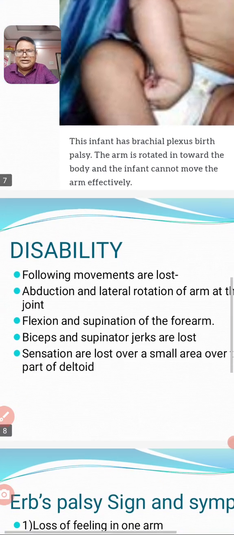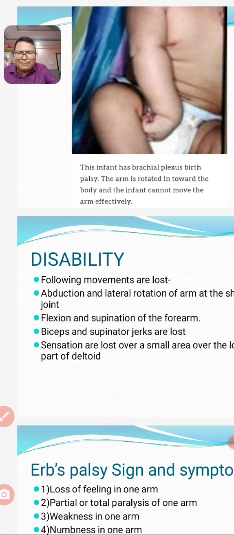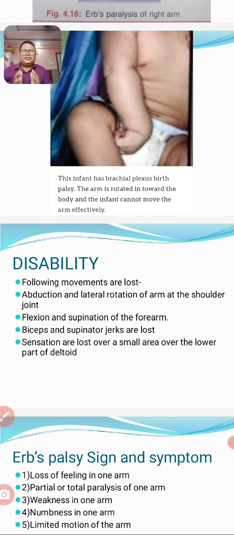Now, what are the disabilities during Erb's paralysis? The following movements are lost. What are the movements lost? Abduction and lateral rotation of the arm at the shoulder joint are lost. It means there will be adduction and medial rotation of the arm. And flexion and supination are lost.